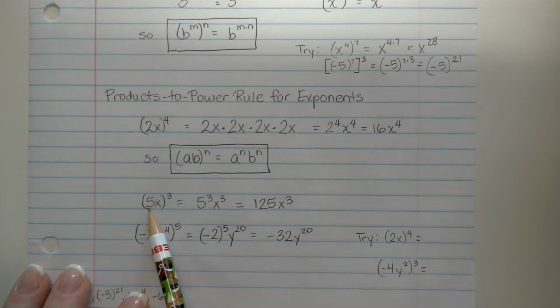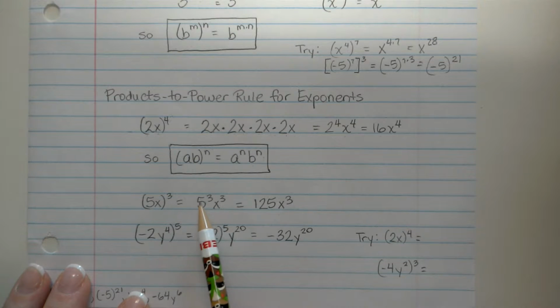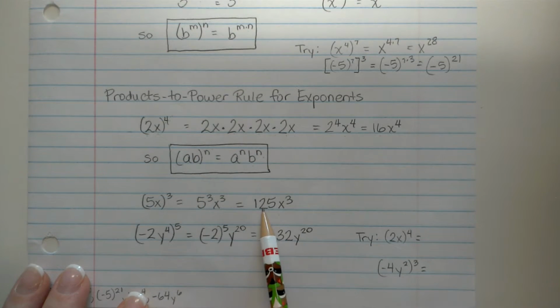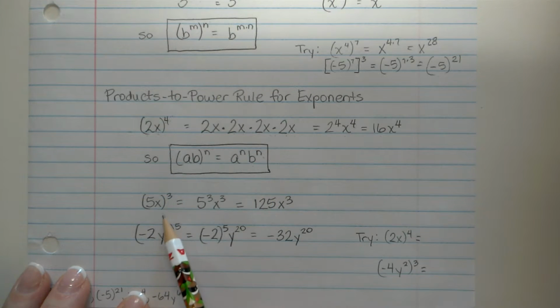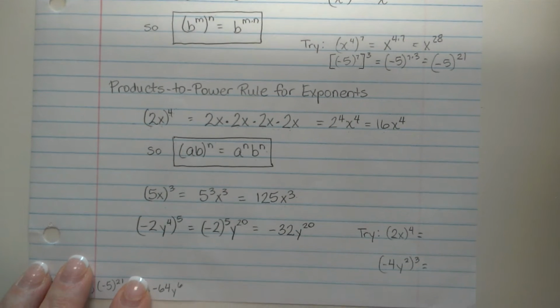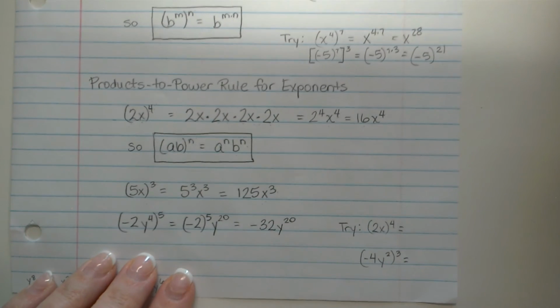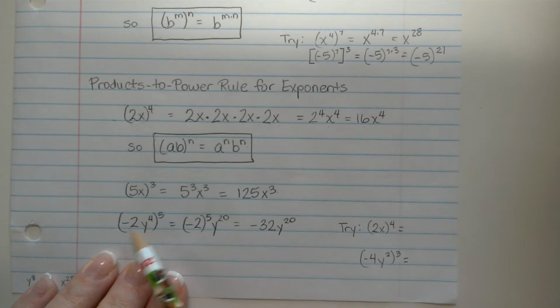So similarly, 5 cubed is 5 times 5 times 5, which is 125. And then x cubed is also being raised to the cube power, and so that would be your answer. Okay? So again, you're doing the same thing here.